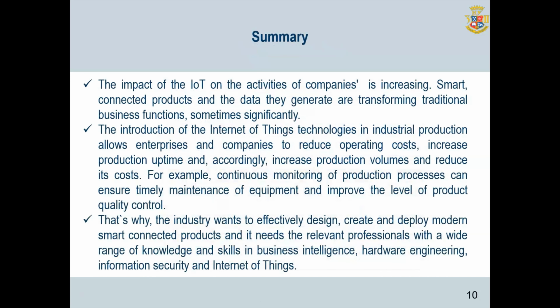So, the impact of the IoT on the activities of companies is increasing. Smart connected products and the data they generate are transforming traditional business functions, sometimes significantly. The introduction of the Internet of Things technologies in industrial production allows enterprises and companies to reduce operating costs, increase production uptime, and accordingly increase production volumes and reduce its cost. For example, continuous monitoring of production processes can ensure timely maintenance of equipment and improve the level of product quality control.